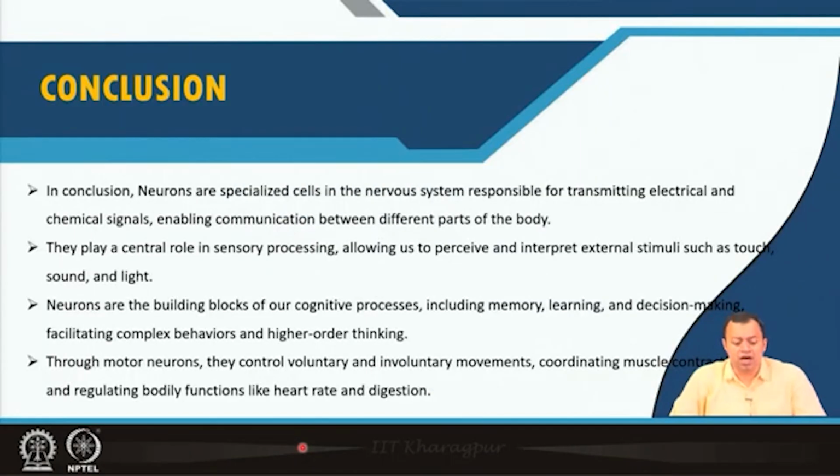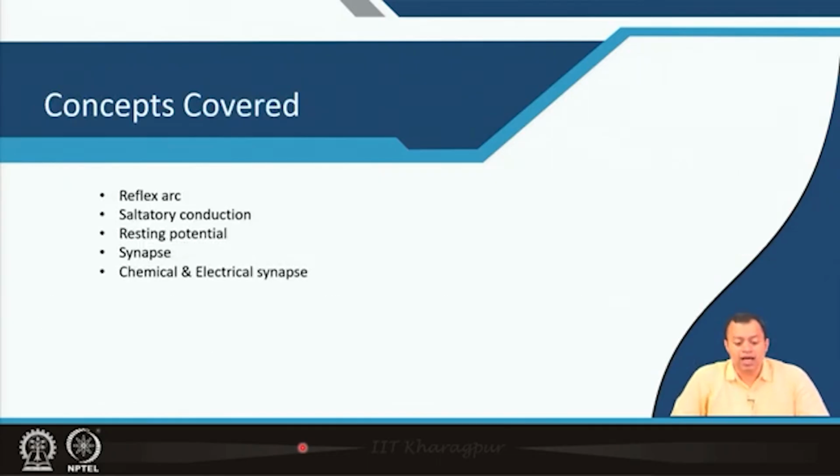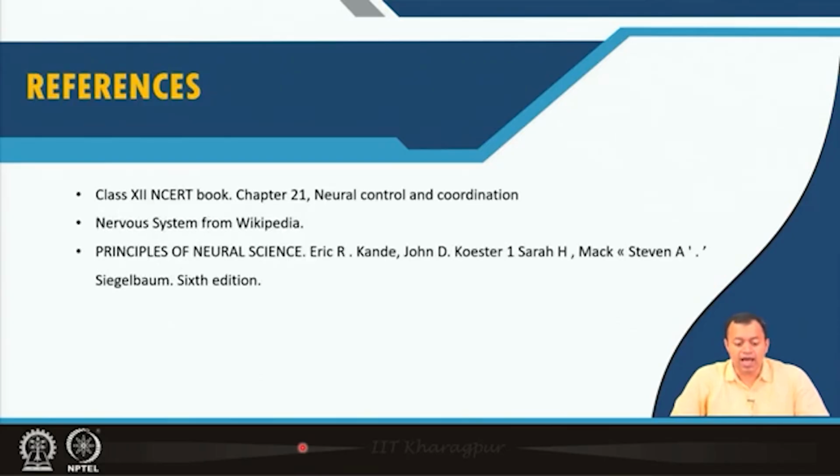So, these are my conclusions. Through motor neurons, they control voluntary and involuntary movements. Neurons are specialized cells, etc., etc. And these are the overall concepts that I tried to cover, and these are my references. I promise no more biology.